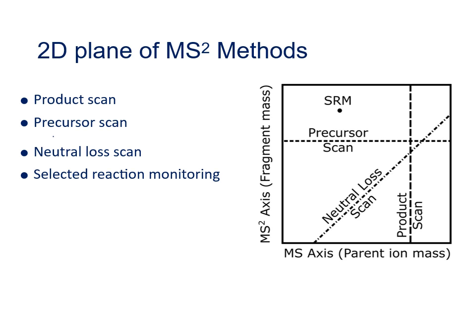I previously showed this 2D view that summarizes the relationship between parent ion and fragment masses. So on this we can see where the product scan, neutral loss scan, precursor scan and SRM plot on the plane. And now we can add the PAcIFIC scan to this view.